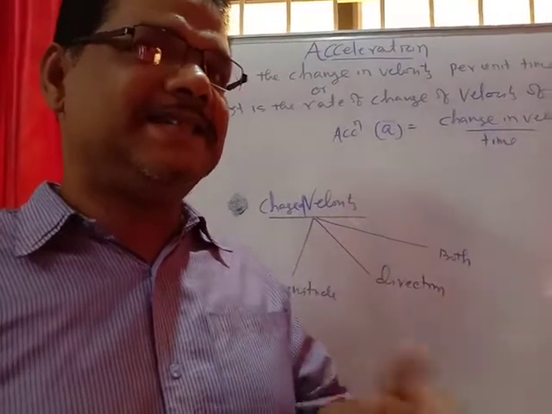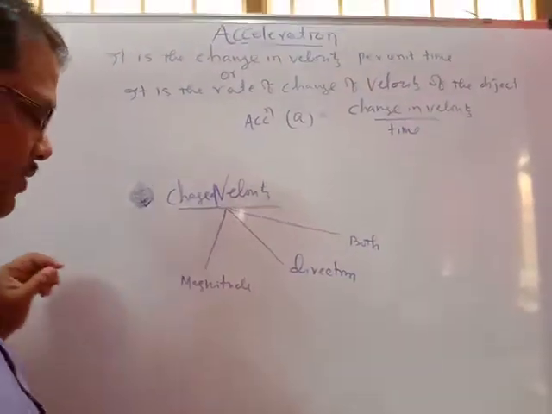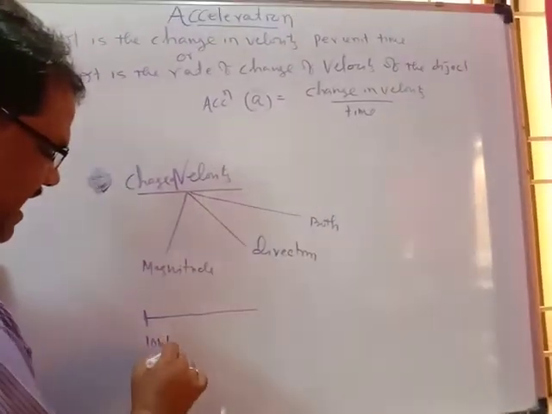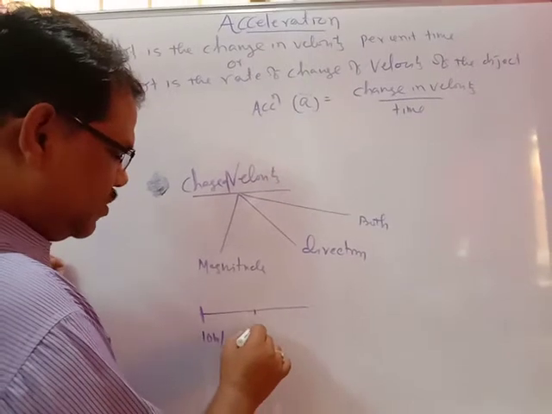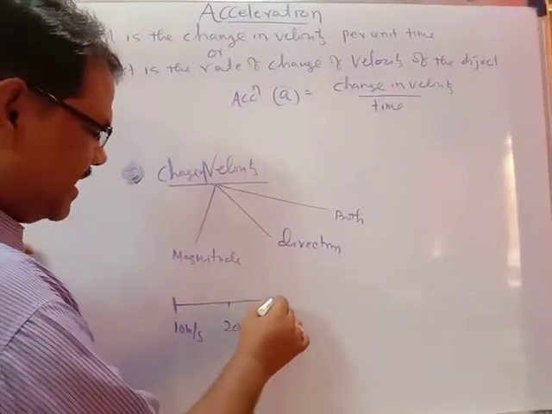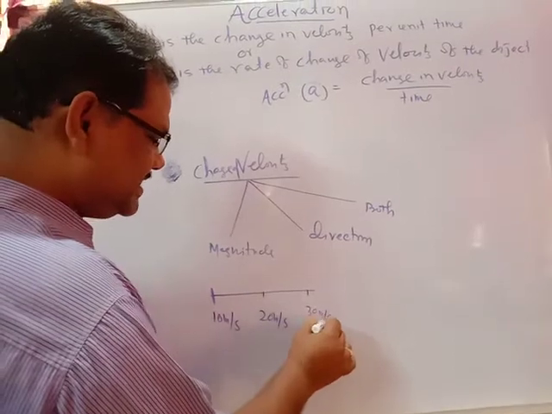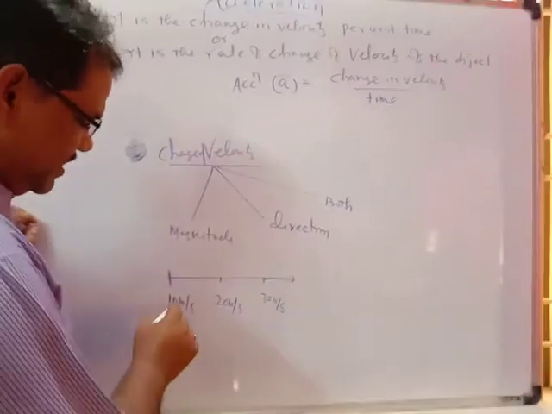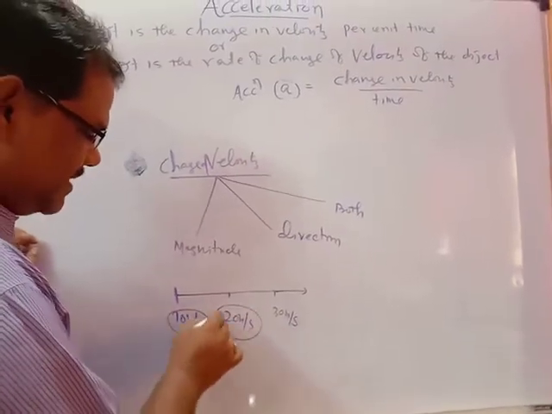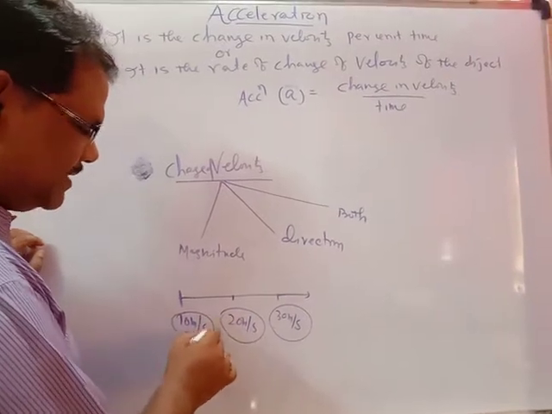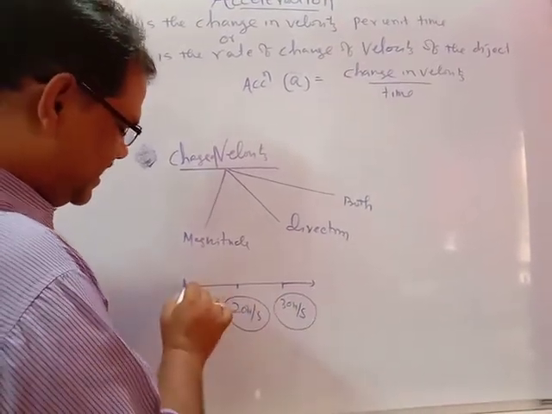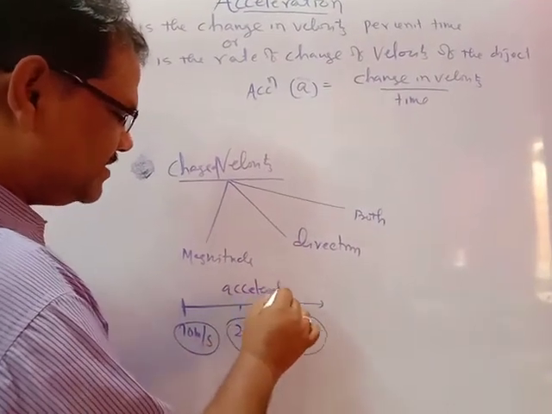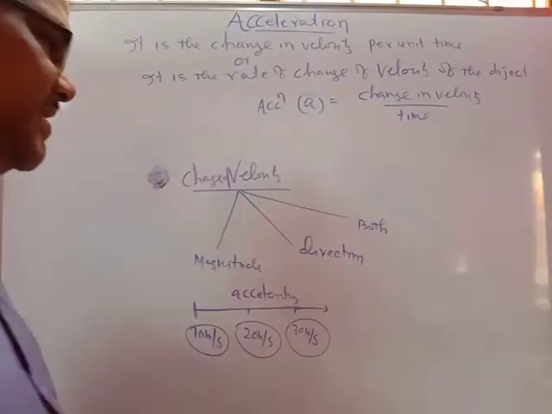Example for changing magnitude: suppose a vehicle was moving with 10 meter per second, and after some time we find it at 20 meter per second. Again we find it at 30 meter per second. The direction in a straight line is not changing, but the magnitude of the velocity, the speed, is changing: 10, 20, 30 meter per second. In that case we say the object is accelerating.